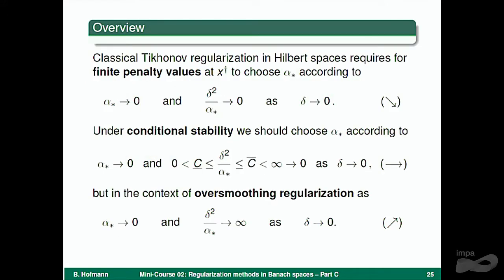A couple of minutes I still have. Again, an overview. This quotient goes to 0 for the standard situation, finite penalty, the Hilbert space situation of Tikhonov regularization. You have a constant between C below and C above for conditional stability. And in the oversmoothing case, you have a quotient going to infinity. These are three situations which occur in Tikhonov regularization and its surroundings. I hadn't seen this up to now, so I wanted to show you that it's a phenomenon.